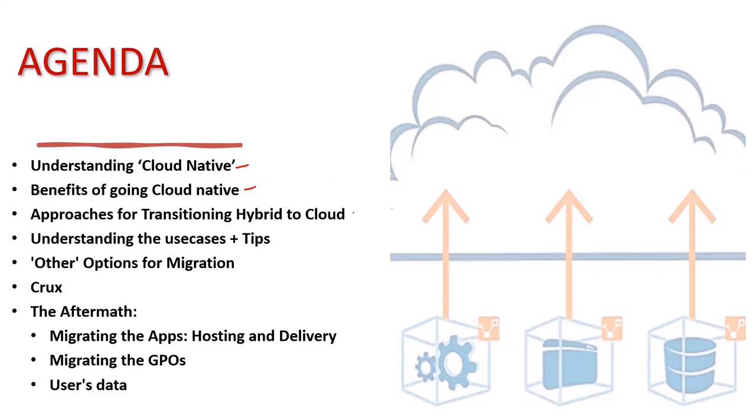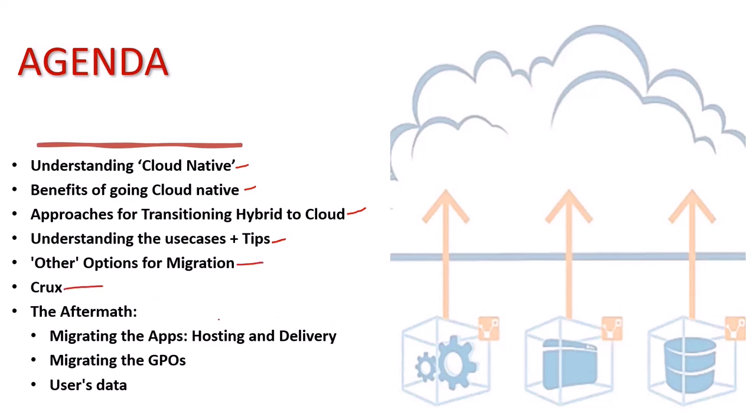Then we are going to, this is the main talking point of this session, talk about the different approaches that we have if we want to transition our existing Windows devices from hybrid Azure AD joined to Entra ID joined. We are going to understand all the different use cases, as well as I'll provide you tips and tricks on which one to use and when. We'll talk about some other third-party tools that are available.